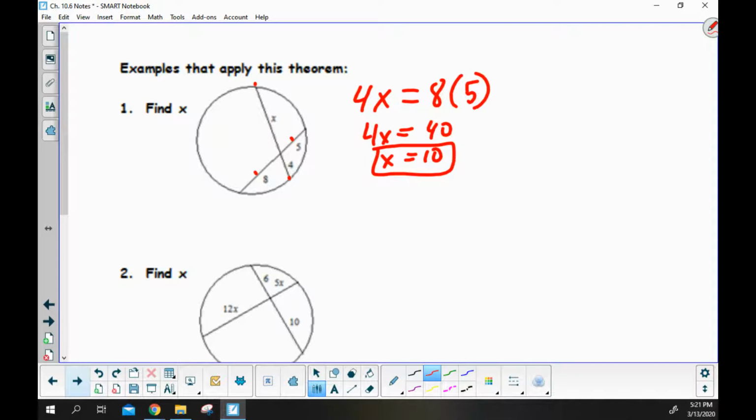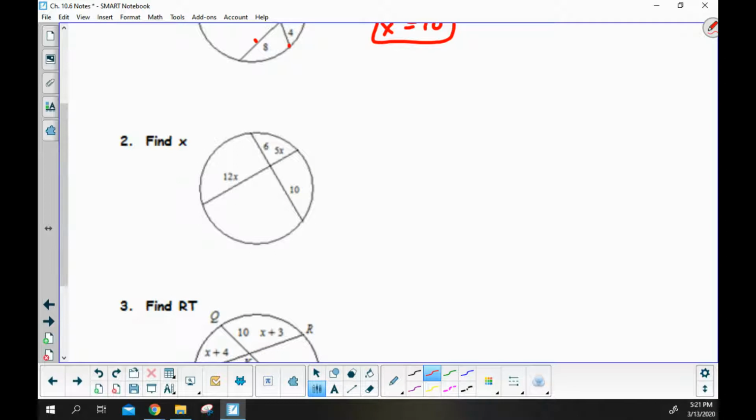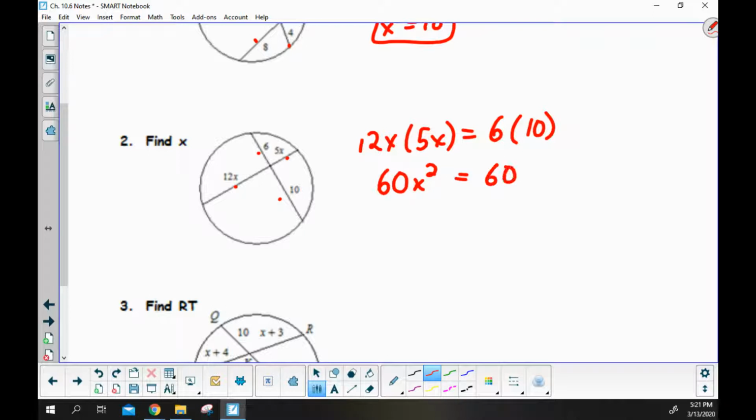Pretty straightforward. All right, let's add a little complexity here. Now, here are my two segments. My first chord, 12x and 5x, so we're going to multiply those together. 12x times 5x equals, then we got 6 and 10, so 6 times 10. So we see we have 60x squared equals 60. Divided by 60, we get x squared equals 1, and then we take the square root of that. We get x equals positive 1 and negative 1. Because remember, when we do square root of both sides, it's always plus minus.